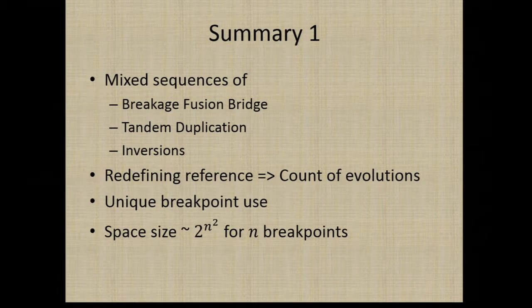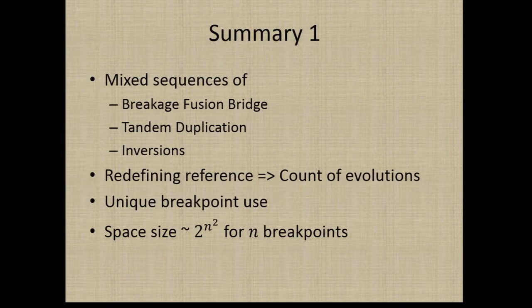I mean, one issue that's come up a little bit is that I assume unique breakpoint use in all this. So I'm assuming that every time we have a new rearrangement, it's hitting the genome in new places. So, I mean, that's open to debate whether you'd want to assume that. But if you do assume that, then you can do this counting mechanism to say how big the space is.